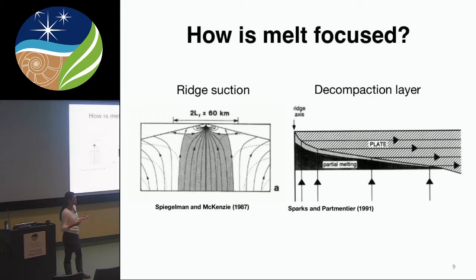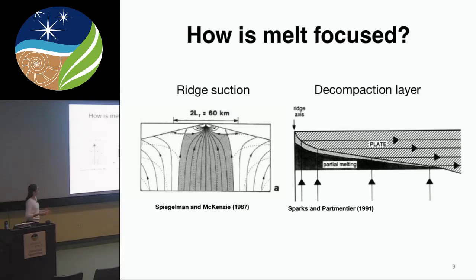And then another commonly invoked mechanism is decompaction layers. So you have to remember that when melt is formed in this wide region, it's buoyant, it moves up, and it encounters a cold and strong plate. And so it starts to freeze into this cold, strong plate, and some of it doesn't freeze and moves along this, what we call decompaction layer, because the mantle has to decompact in order to open up pore space for the melt to move along. And that's moving towards the ridge axis because of this slope from the temperature gradient.